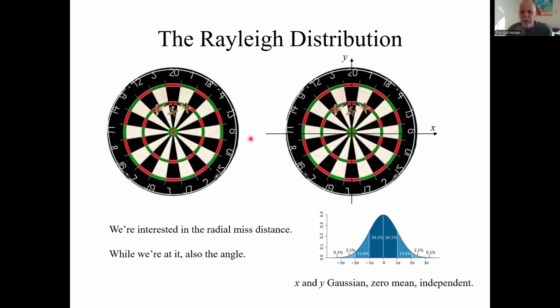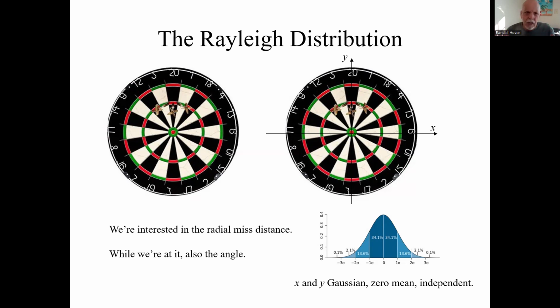We're interested in other random variables, namely the miss distance, how far away from the exact bullseye, and while we're at it, the angle of the miss. We're called straight out here is angle 0, and it goes all the way around 2 pi. So there's 0, there's 90 degrees, or pi over 2. There's 180 or pi, etc.